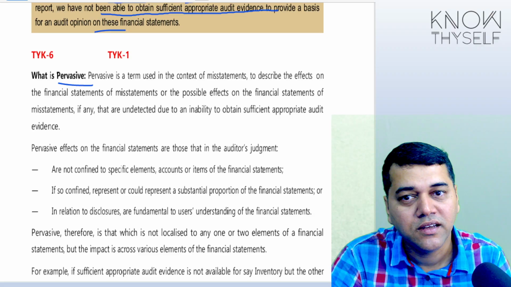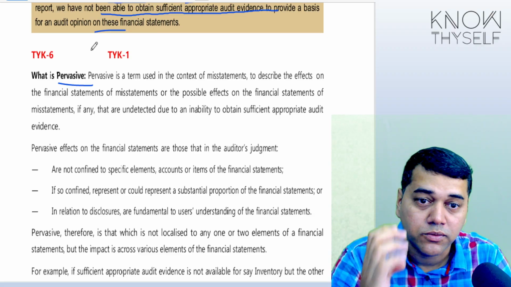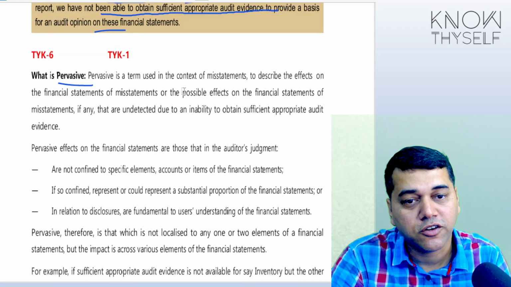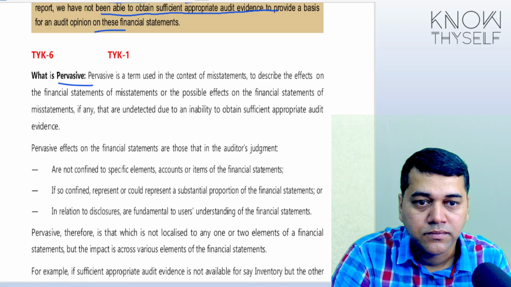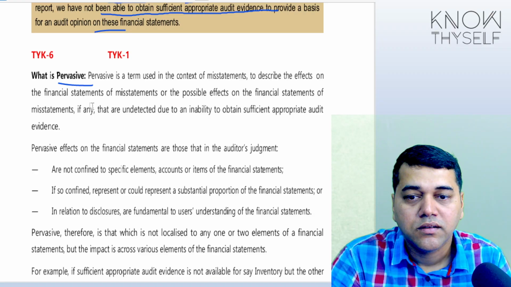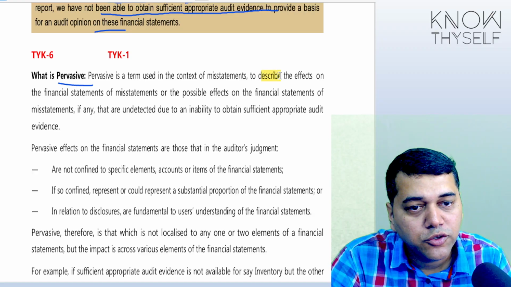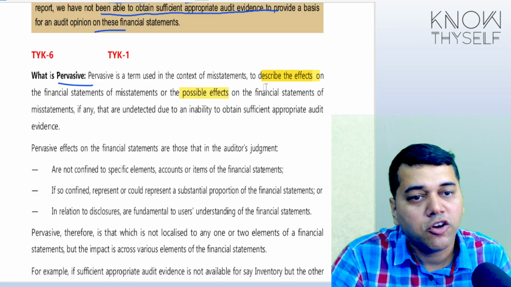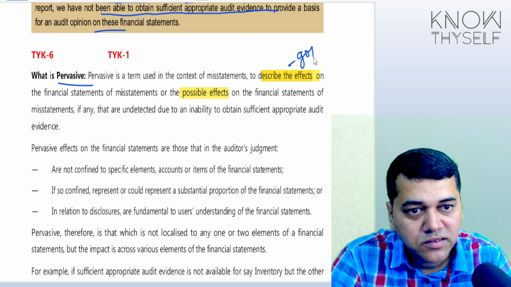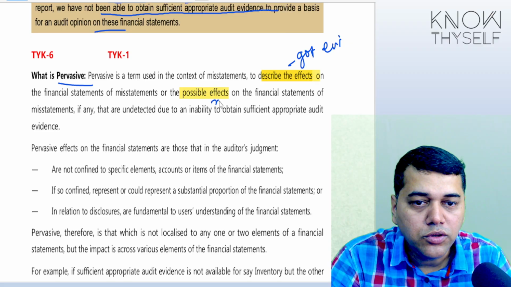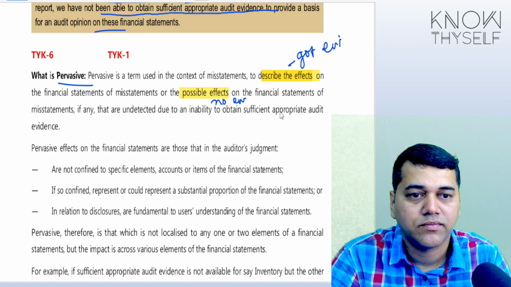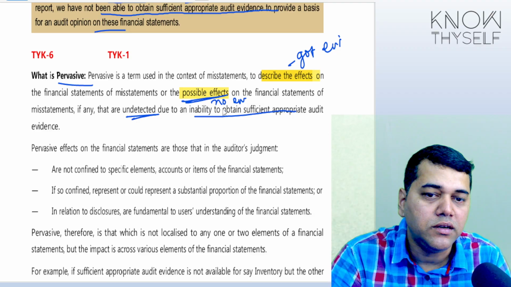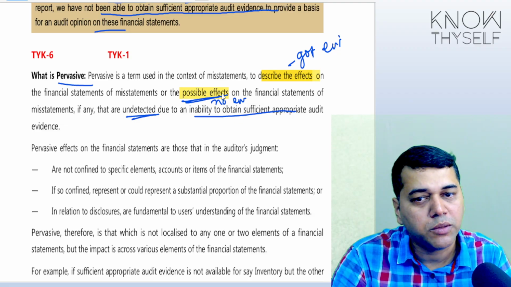Okay, now let us read what our standards are telling. What is pervasive? When we talk about the pervasive term in terms of misstatements, effect of the misstatements or the possible misstatements, they are used to describe the effects on the financial statement or the possible effects. Effects or possible effects means you got evidence here, you didn't get any evidence. If they are undetected due to inability to obtain, that means if you are not able to obtain evidence, then you will talk about the possible effect.